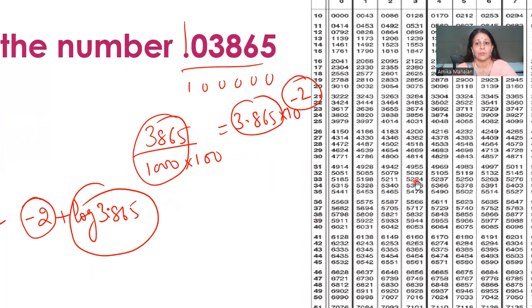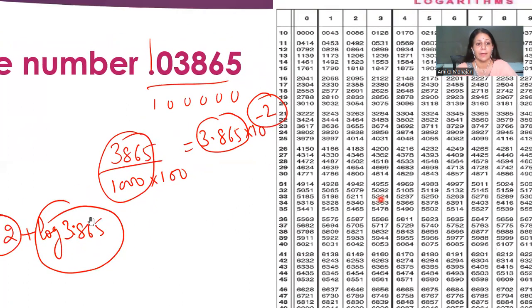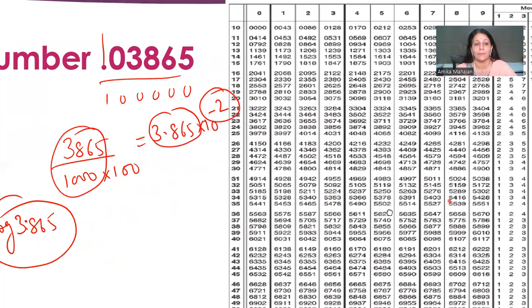The third digit will tell which column to take. Here, the third digit is 6. On the top of the column, it is written 6, so I will consider the 6th column, in the row 38, this one. Its value is 5866.